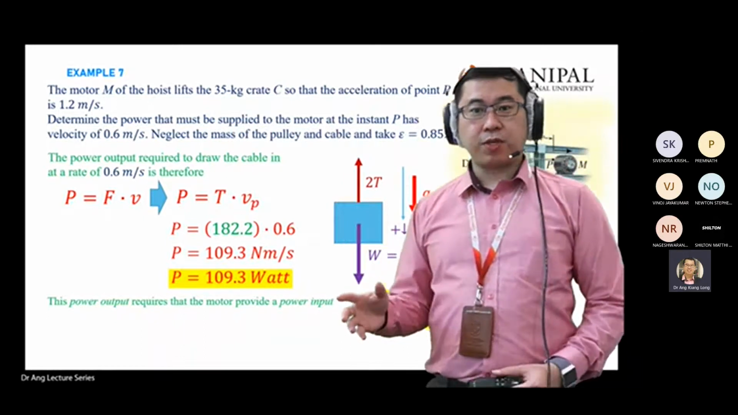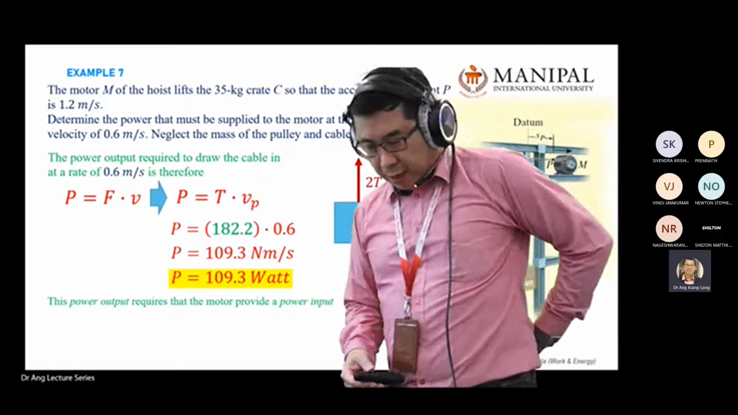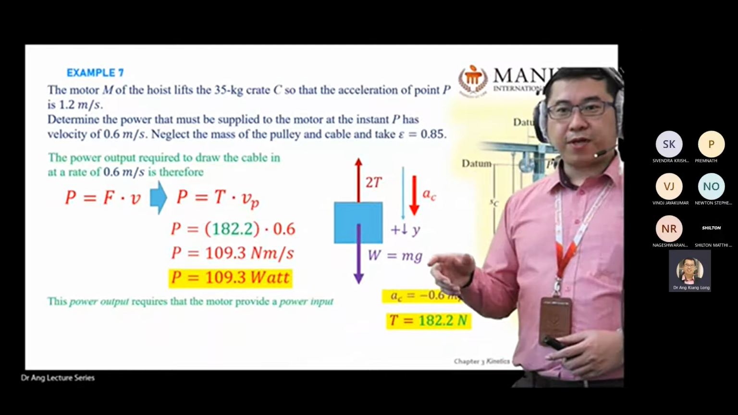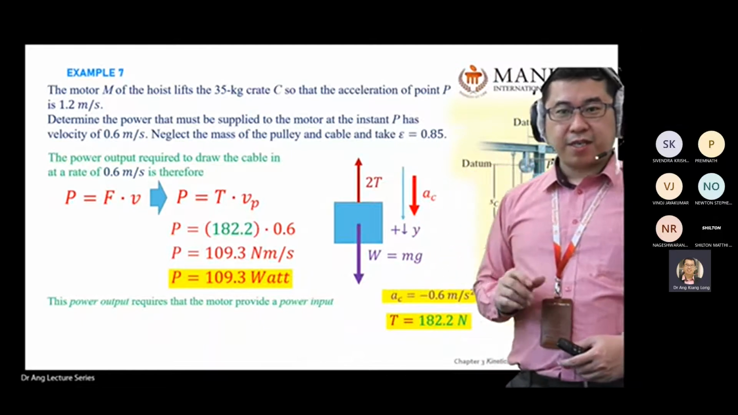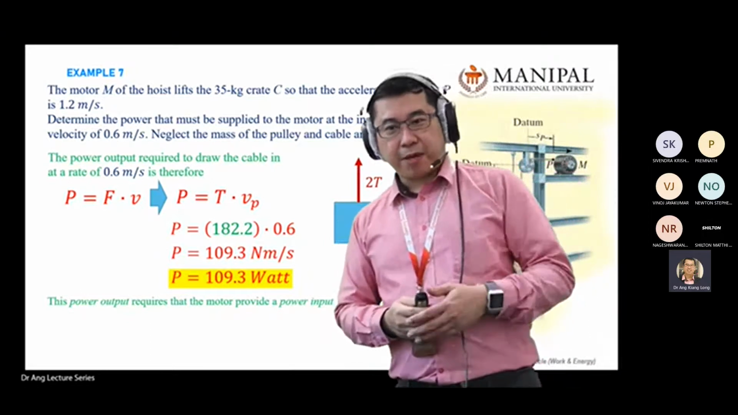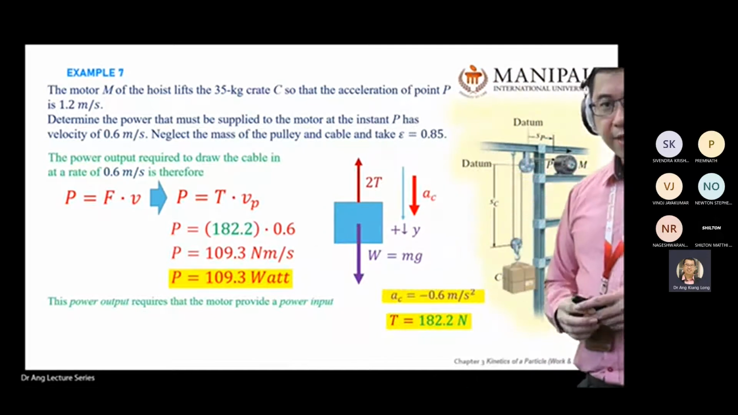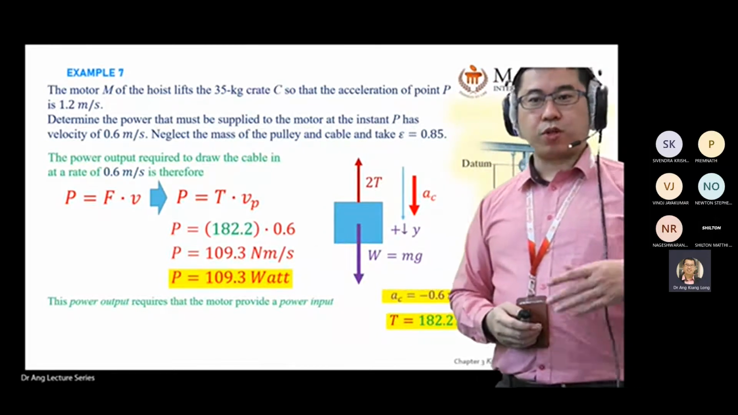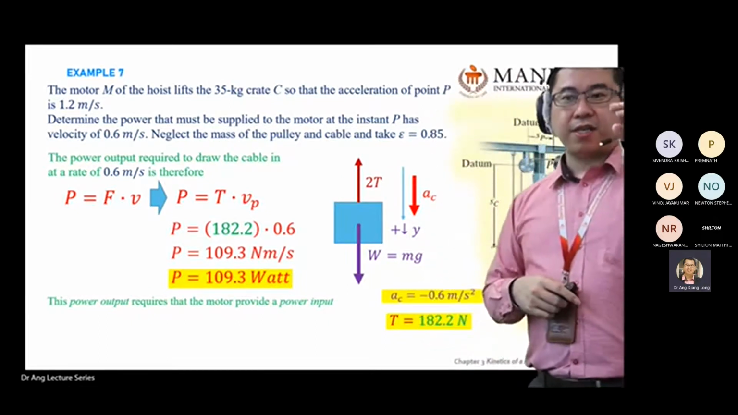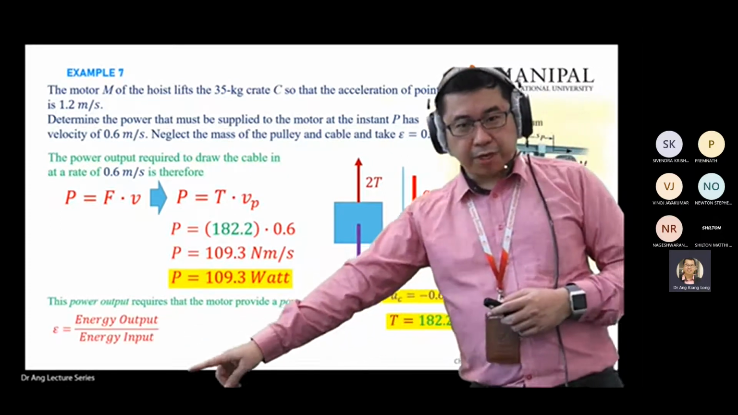It does not ask you for the power needed to pull the object C, but it asks you what is the total power, the 100% power needed to supply, because the power of this one is actually 85% of what's supplied by the motor. You need to find out the original power. So the definition for efficiency is output divided by input, all right, output divided by input.